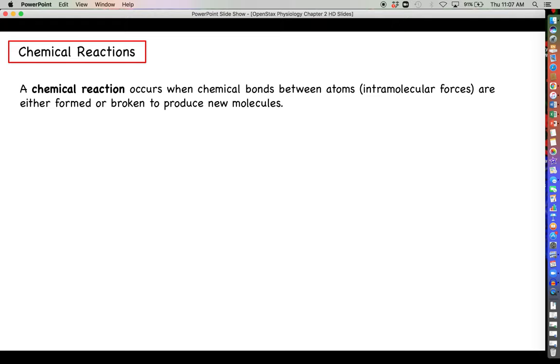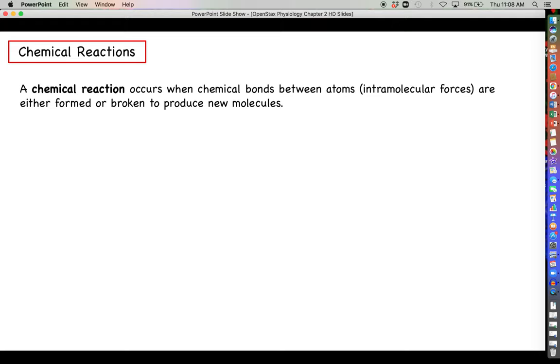So a chemical reaction is going to take place when something occurs that causes chemical bonds between atoms to change. Remember, we call those intramolecular forces as opposed to intermolecular forces, like what we see with hydrogen bonds. A chemical reaction is what occurs when chemical bonds between atoms are either formed or broken to produce new molecules.